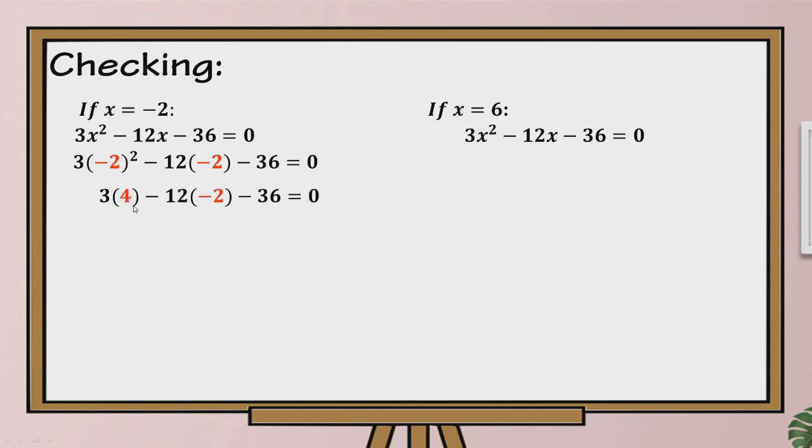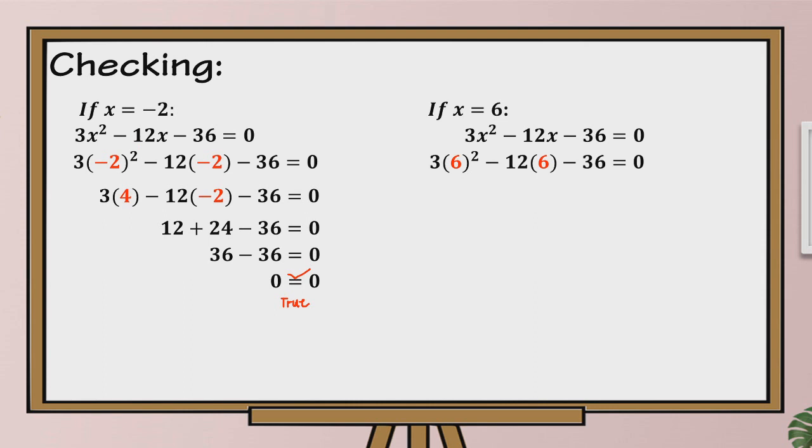And then simplify lang natin further. So we have 12, that is 3 times 4. And the negative 12 times 2, that becomes positive 24. And then just copy 36 equals 0. And then we have 36 minus 36, that is 0 equals 0. And this is true. So this means that this is a solution of our original equation. Now let's proceed to the other one. So again, just substitute the value of x.